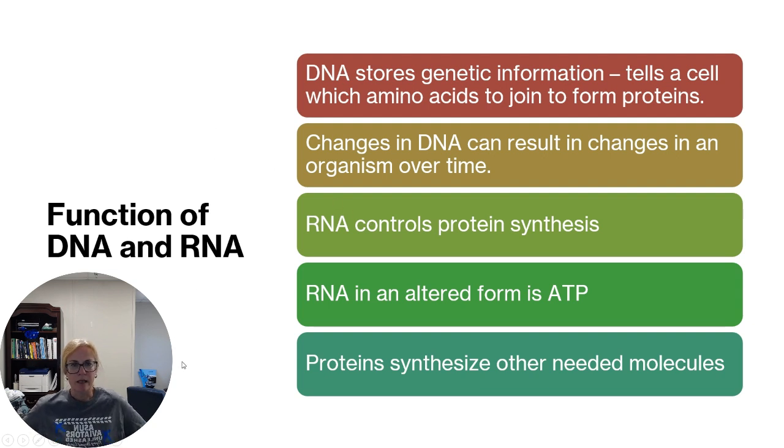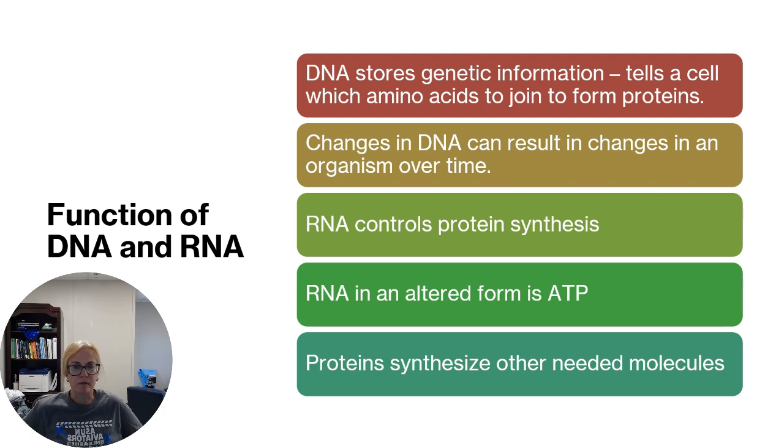Functions of DNA and RNA. DNA stores the genetic information. So basically, it is the instruction manual for cells. It tells the cell which amino acids to join together to form proteins, and proteins are the structural units of living things. Changes in DNA can result in changes in an organism over time.